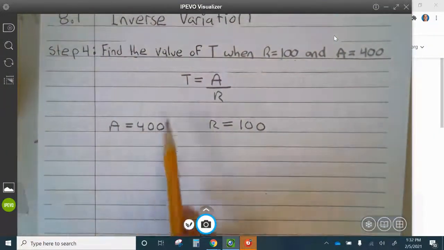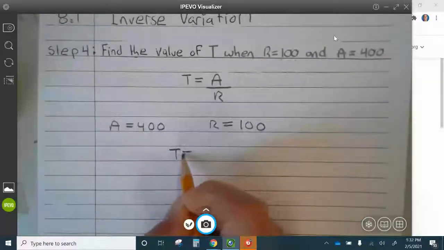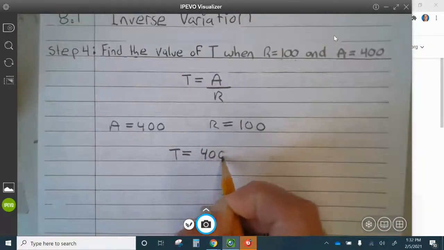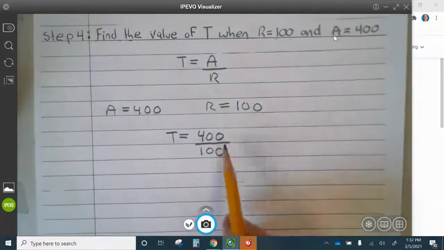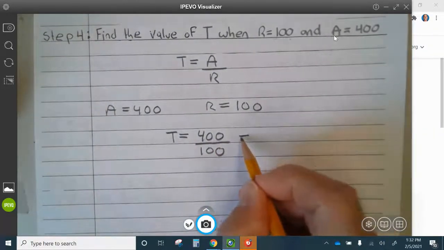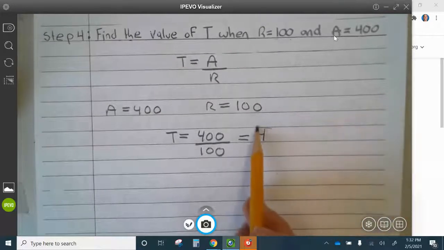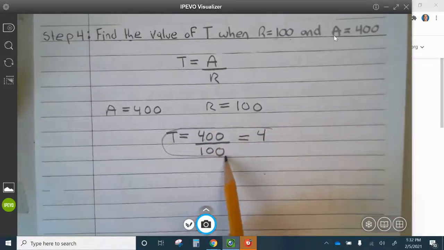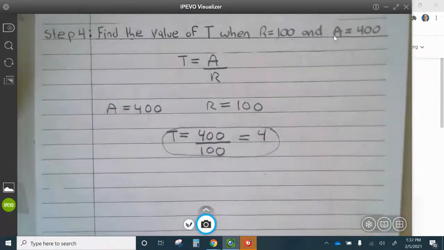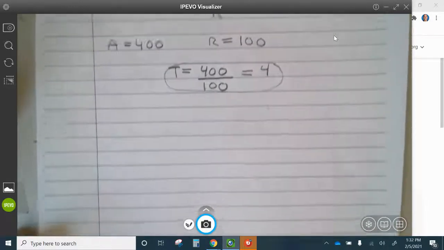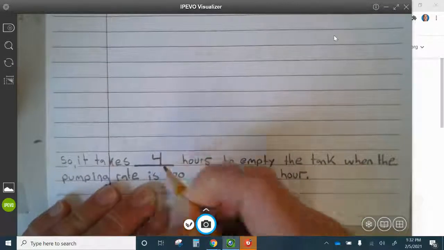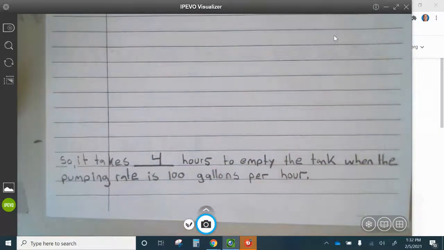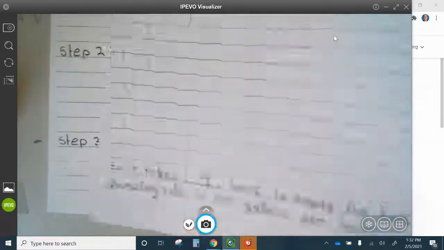So now let's plug this in. So T equals a, which is 400. R is 100. Well, 400 divided by 100 is 4. So T equals 4. Okay? So we can say it takes 4 hours to empty the tank when the pumping rate is 100 gallons per hour. Okay? Let's take a look at the next question.